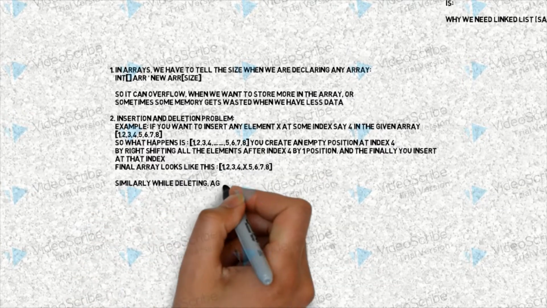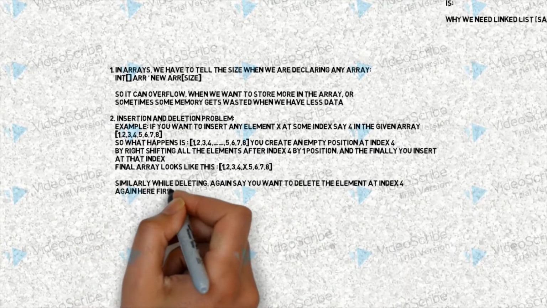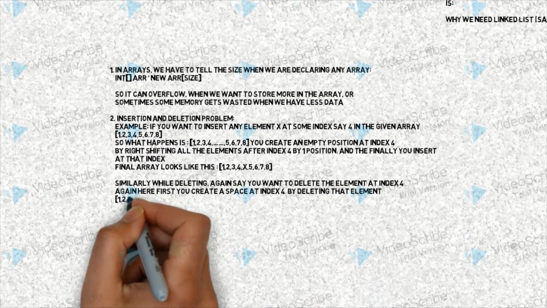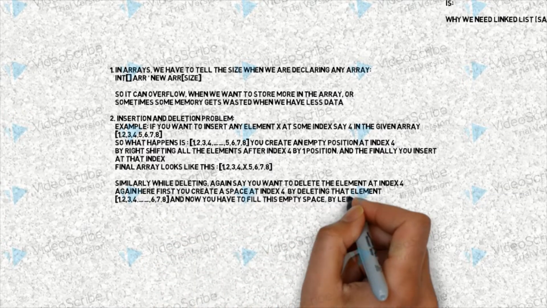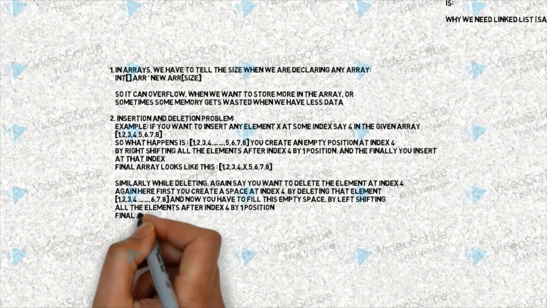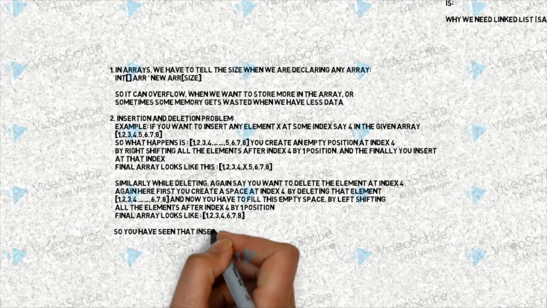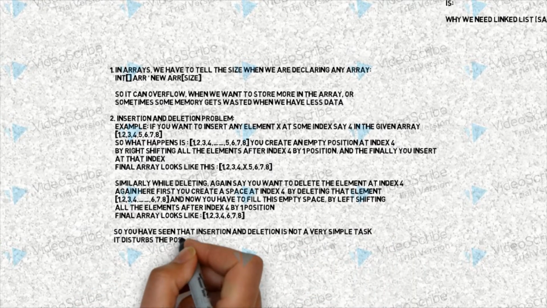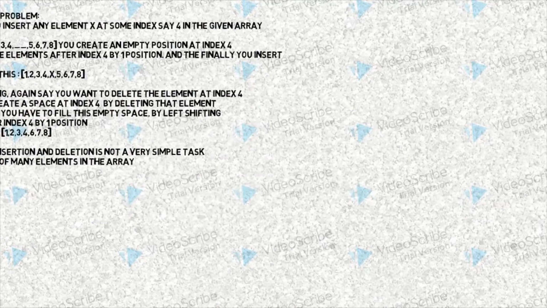Similarly, while deleting, say you want to delete the element at index 4. Again here, first you create a space at index 4 by deleting that element. The array looks like this. And now you have to fill the empty space by left shifting all the elements after index 4 by one position. The final array looks like this. So you have seen that insertion and deletion is not a very simple task. It disturbs the position of many elements in the array and takes order n complexity.